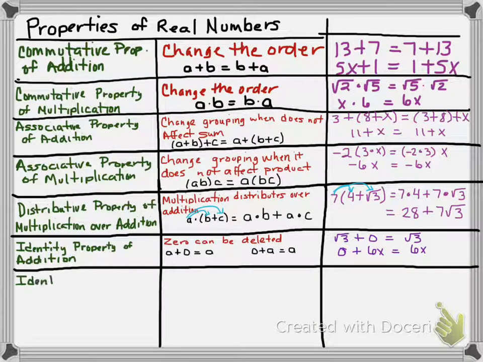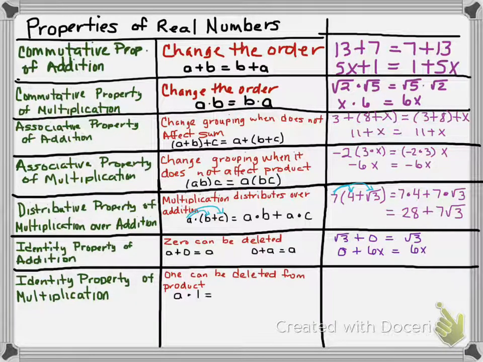The identity property of multiplication now. So when we talk about multiplication, we need an identity. We don't use a 0. Here we use the number 1. Because anything times 1 is that thing itself, that number. So a times 1 is a, or 1 times a is a. So the examples, 1 times pi should be pi. 13x times 1 is 13x.